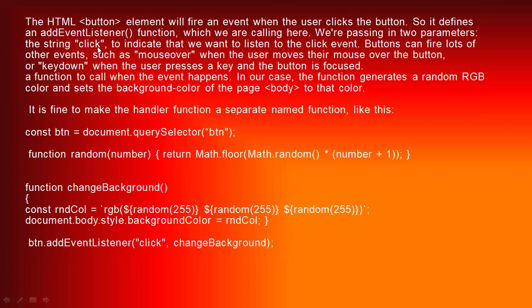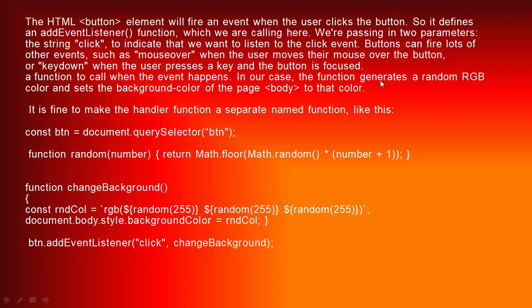So here the HTML button element will fire an event when the user clicks the button. It defines an addEventListener function, which we are calling here. We are passing it two parameters. The string click indicates that we want to listen to the click event. Buttons can fire lots of other events, such as mouseover, mousedown, mouseup, or keydown, when the user presses a key and the button is focused. The second parameter is a function to call when the event happens.